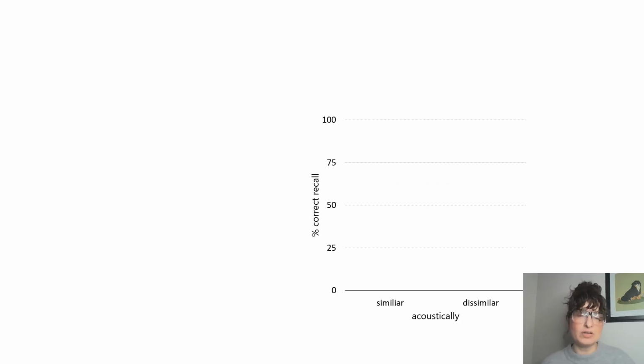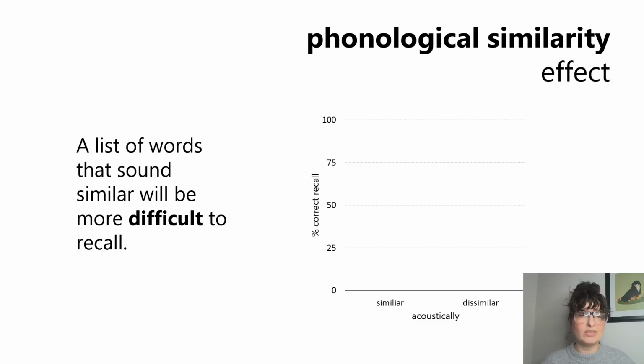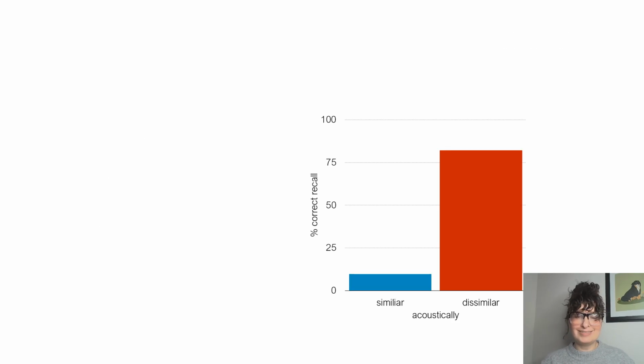Because information in the phonological loop is stored verbally, we also see this effect called the phonological similarity effect. So researchers presented lists of words that were either similar sounding or dissimilar sounding and recorded the percent of correct recall that participants were able to report. And what they found is that a list of words that sound similar will be more difficult to recall. Think about how that's going to play out with this finding.